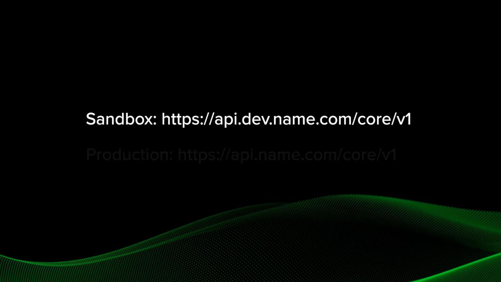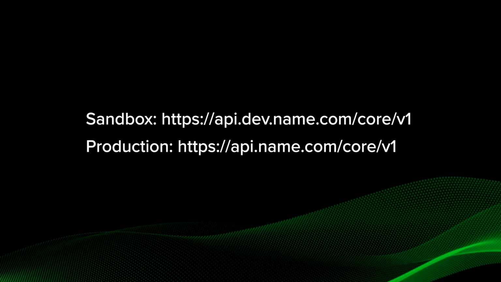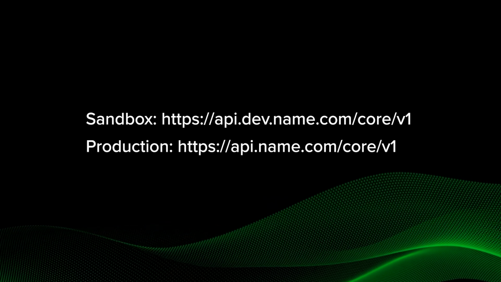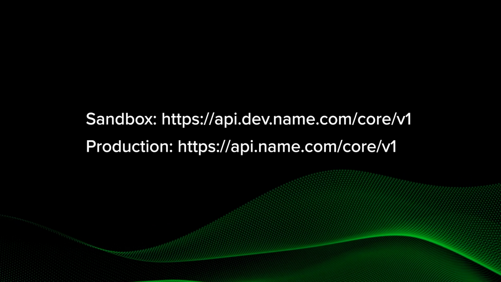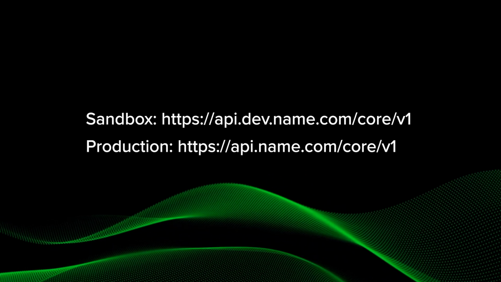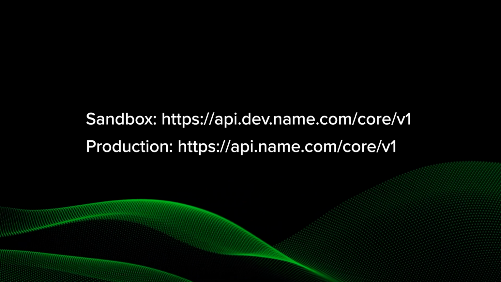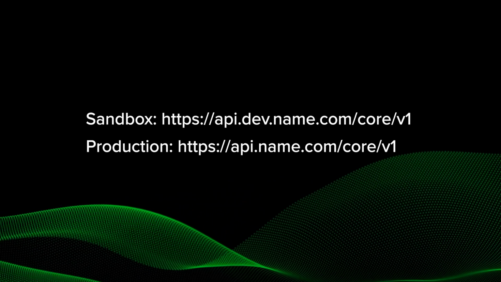We'll also use the Name.com Sandbox environment for safe testing. The base URL is api.dev.name.com. For production calls, it's just api.name.com. I'll call out which one we're hitting at each step. Now let's go grab an API token.